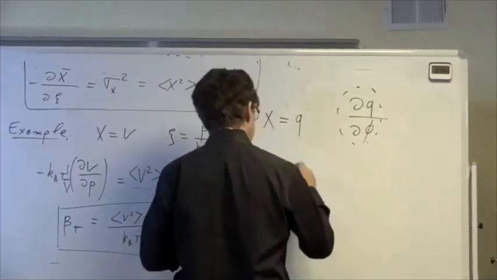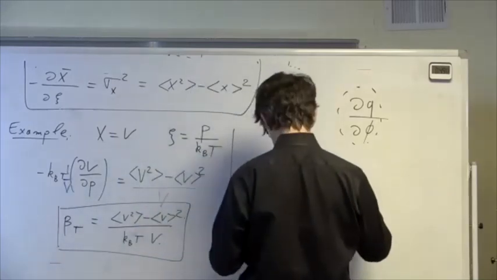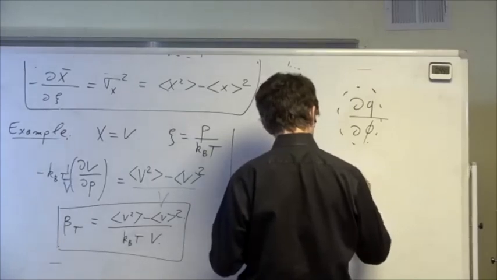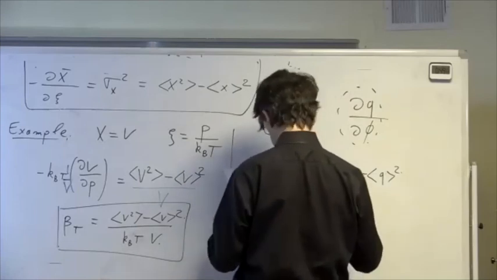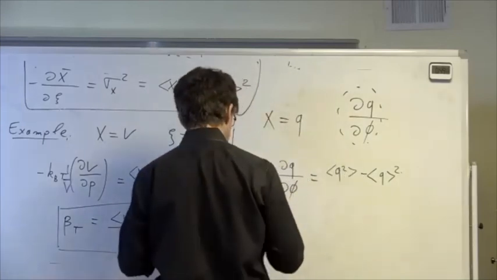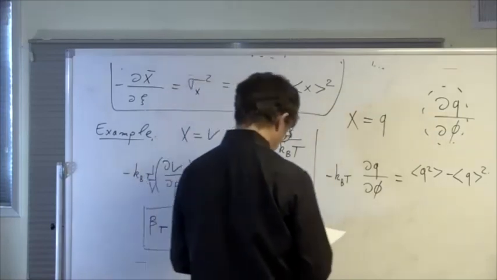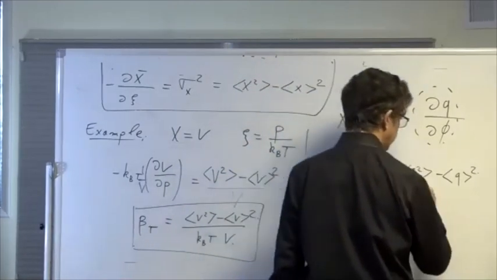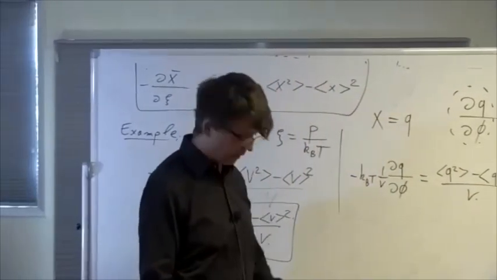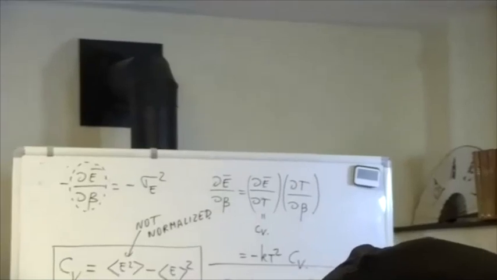So what you would find is that dQ, d psi, is the fluctuation of the charge squared minus the average charge. And I would have a kBT here, and I would have a minus sign. I think this is right. And then you would normalize by volume because you want the capacitance per unit volume. So the fluctuation of the charge would tell you about the capacitance, sorry. Sorry, lost one page of my notes, but I will get it for you.